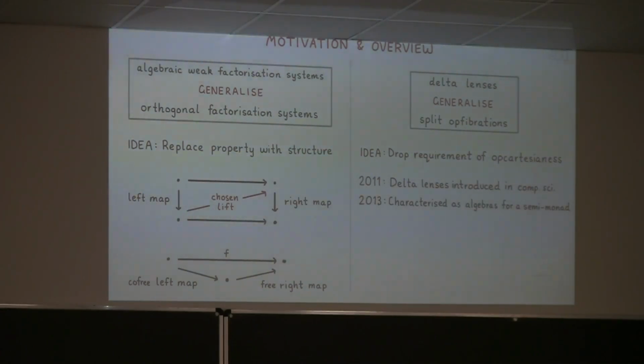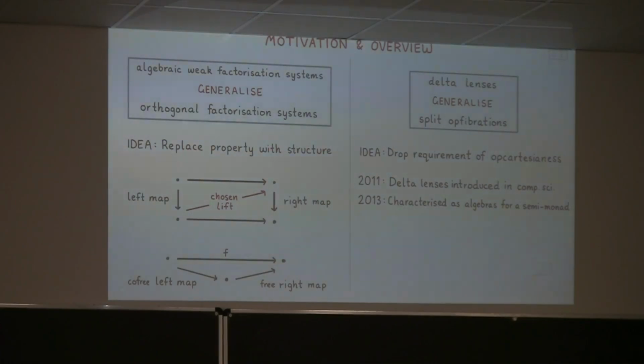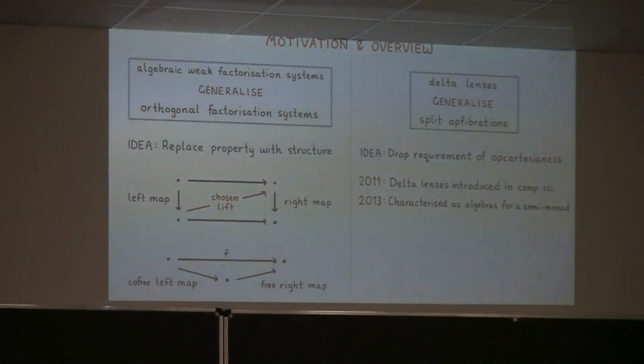Okay, there's a little bit of history. The reason for the name delta lens, which may appear to be kind of a funny name, is because they were first introduced in computer science rather than category theory. I won't go into the name at all. But a couple of years after they were introduced, they were looked at by some category theorists who characterised them as algebras for some kind of semi-monad. The only reason I mention this is because it was what got me started at looking at the work that I talk about today. You'll see that they're actually algebras for a monad.